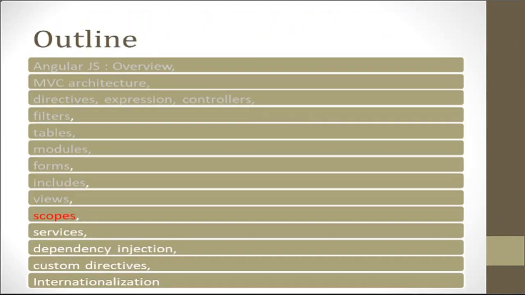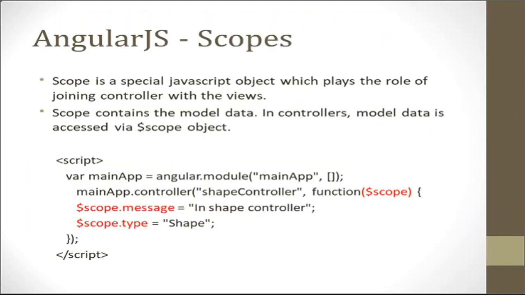Let's start with my next part, that is, what is the meaning of scopes. Scope is a special JavaScript object which plays the role of joining the controller with the views. Scope contains the model data. In a controller, model data is accessed via, remember this, the $scope object.